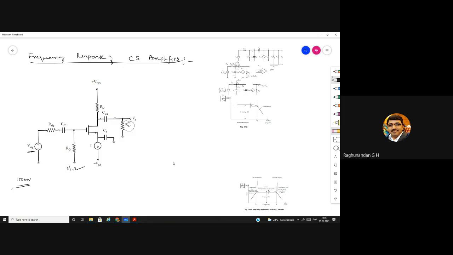Those who have just copied it, you'll not remember that. Those who have done it, you can just recall the frequency for the open-ended experiment, where you have taken different frequencies. By changing the frequencies, the output is going to vary, and based on that, you are going to plot the frequency response of the amplifier.